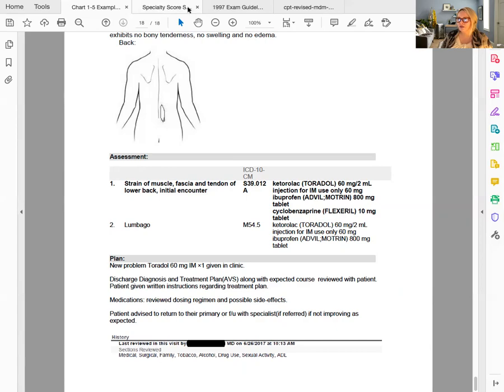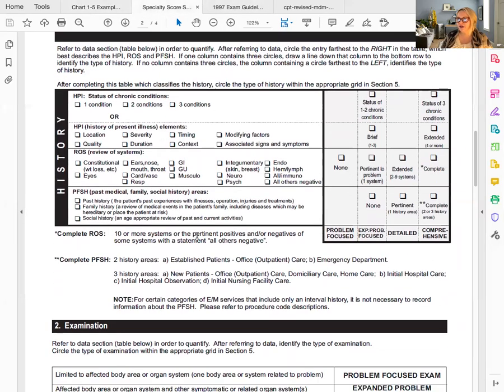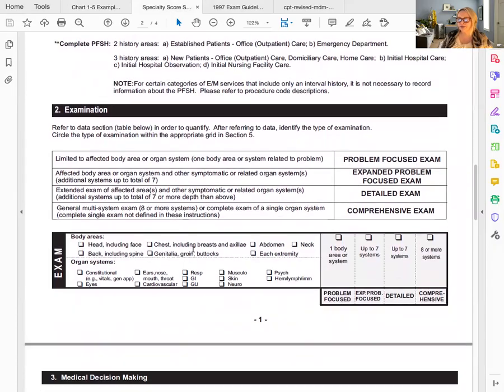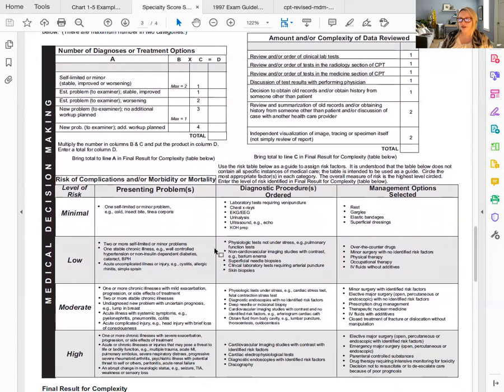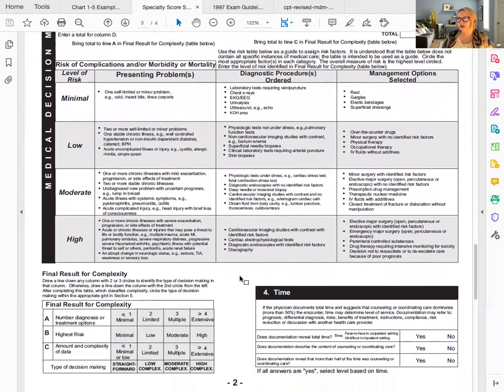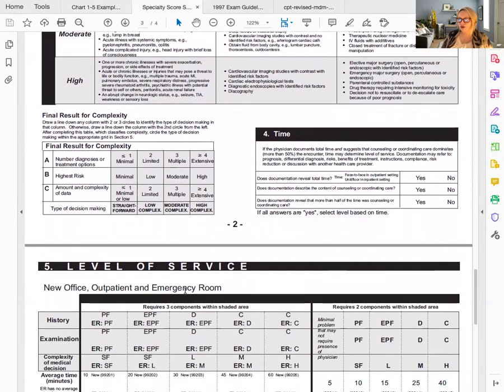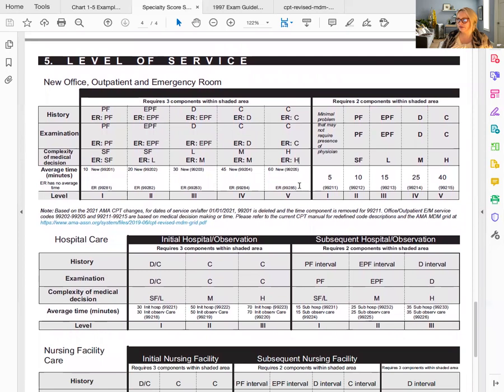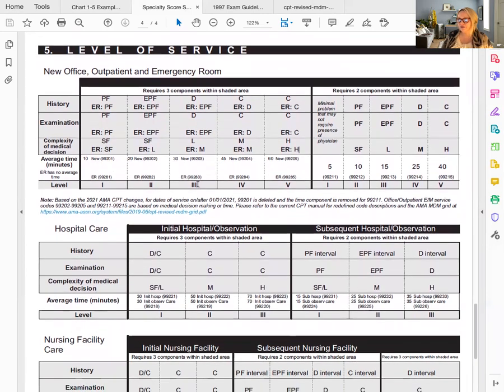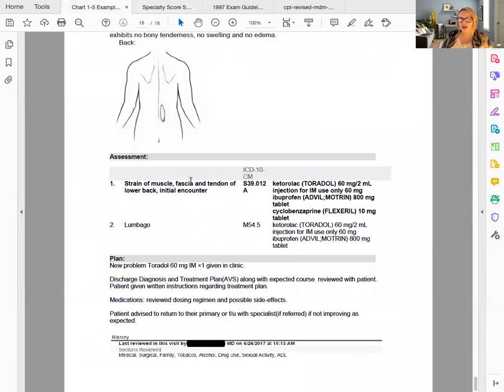So based off of your 1995 history, then exam, and medical decision-making, you'll be looking at three different areas here. They're very similar to the medical decision-making we're used to looking at, and you'll bring it together here on your 5th page. By looking at the appropriate level of ER, you'll notice the ER is down here at the bottom, for a history, exam, and medical decision-making. Those are your 5 charts.